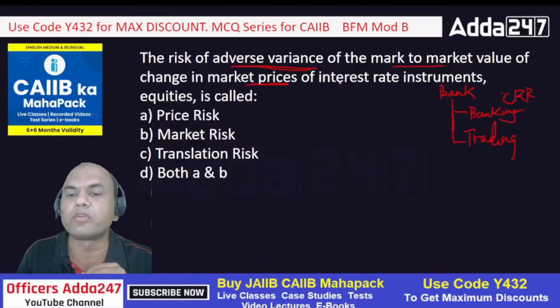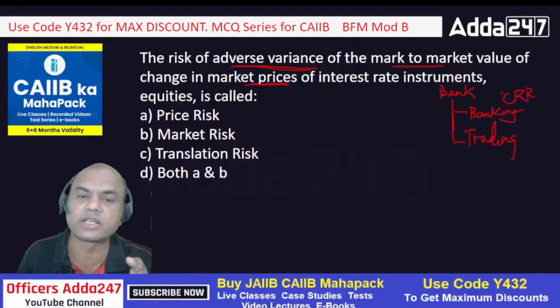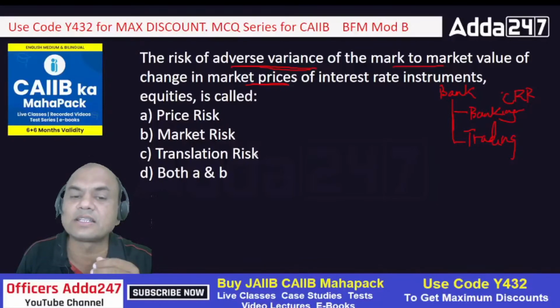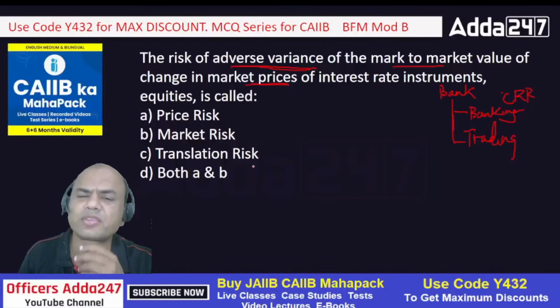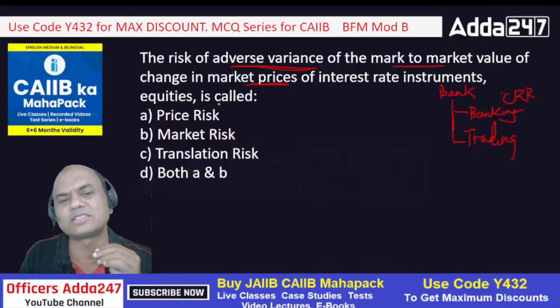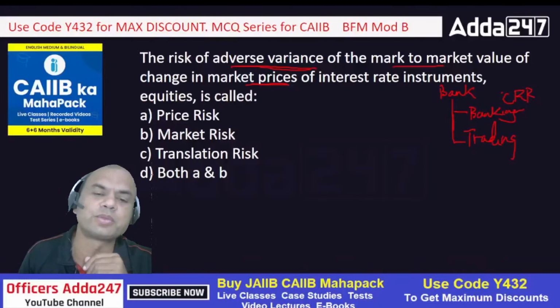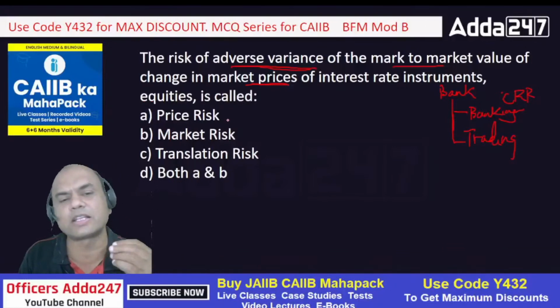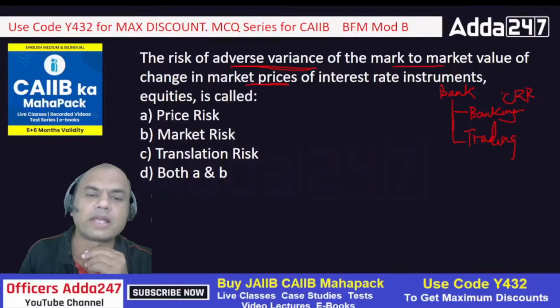So the risk of adverse variance of mark to market value of change in market prices of interest rate instruments and equities is called: price risk, market risk, translation risk, or both A and B? What is all this? Just tell me. Let me get the answer from you. Price risk means what? I'll explain it in the meantime.